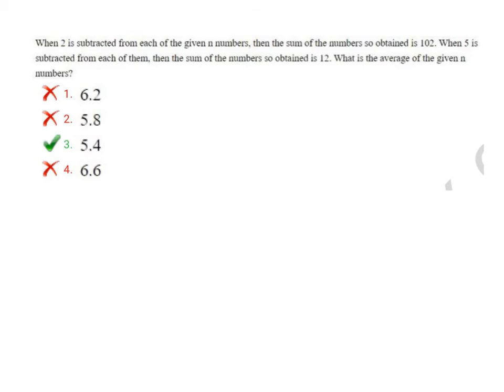When 2 is subtracted from each of the given n numbers, then the sum of the numbers so obtained is 1 or 2. Suppose if you do not subtract it, then what would have happened? Obviously, there are n numbers, you are subtracting 2 from every number. So you have to add 2n to this. When 5 is subtracted from each and every number, the sum obtained is 12. So you have to add 5n to 12 so that the sum obtained in both the cases are same. So I can say 3n is equal to 90. Therefore n is equal to 30.